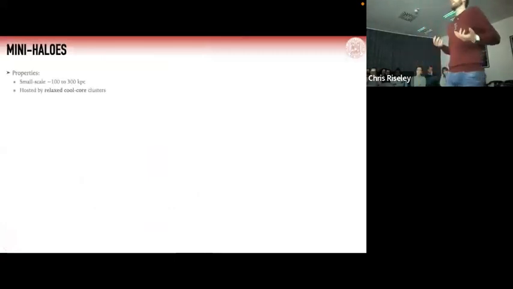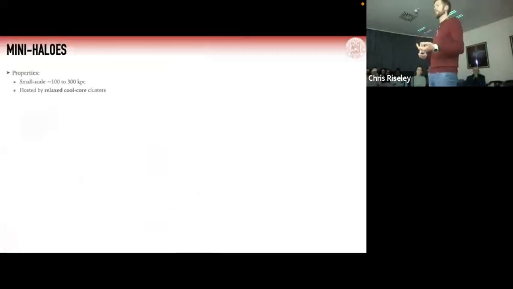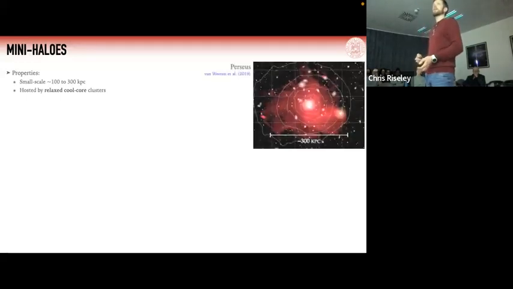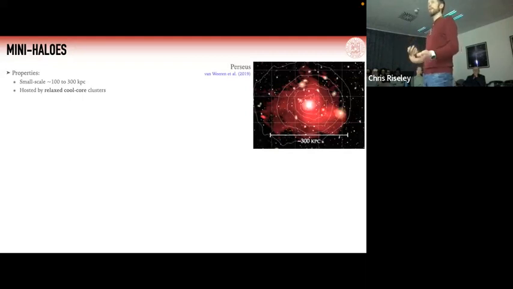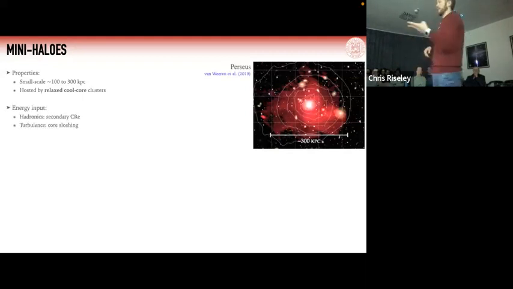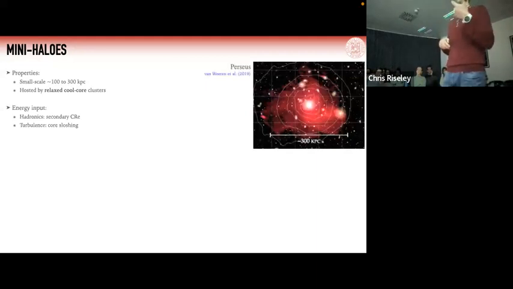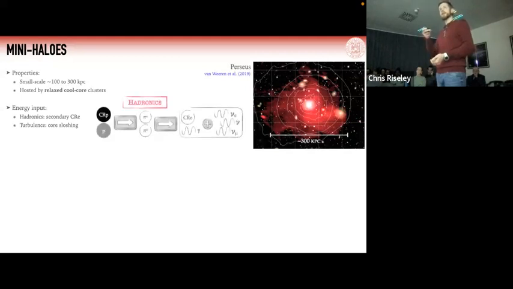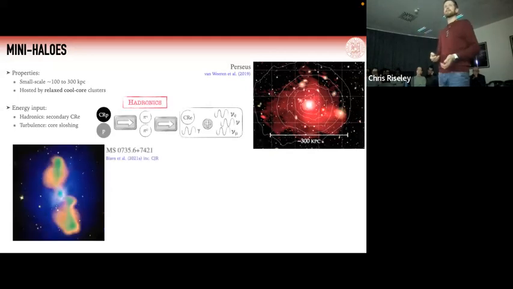These are relatively small. We're still talking hundreds of kiloparsec scales, diffuse radio sources that are tracing in situ acceleration or reacceleration, hosted by relaxed cool core clusters. One of the canonical examples is the mini halo in the Perseus cluster. Broadly speaking, as I mentioned, we have 2 different types of injection scenario. You've either got hadronics, where you've got secondary electrons that are generated by the collision of high energy protons and thermal protons, which via a cascade of particles produce secondary relativistic electrons.